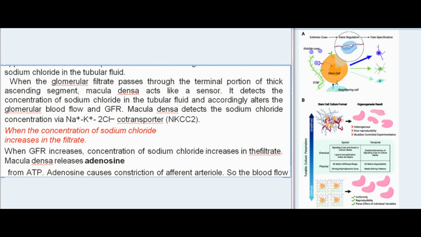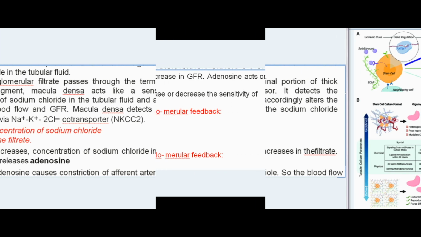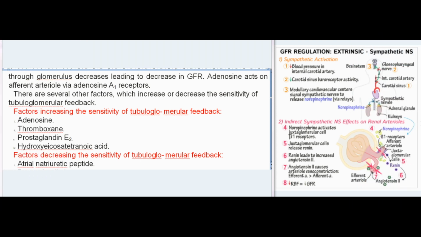When GFR increases, the concentration of sodium chloride increases in the filtrate. Macula densa releases adenosine from ADP. Adenosine causes constriction of the afferent arteriole. So the blood flow through the glomerulus decreases, leading to a decrease in GFR. Adenosine acts on the afferent arteriole via adenosine A1 receptors. There are several other factors which increase or decrease the sensitivity of tubuloglomerular feedback.